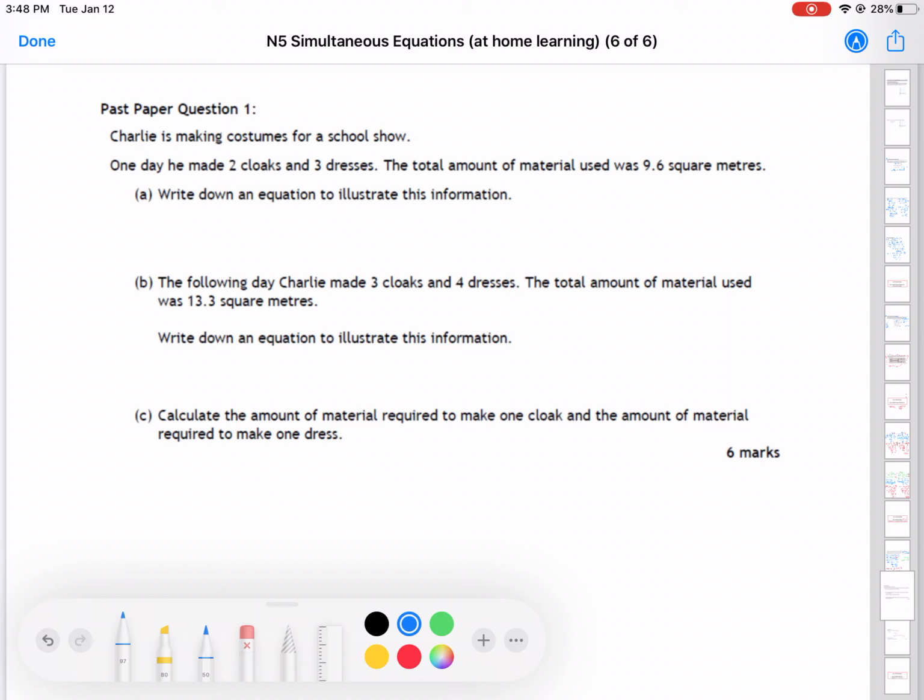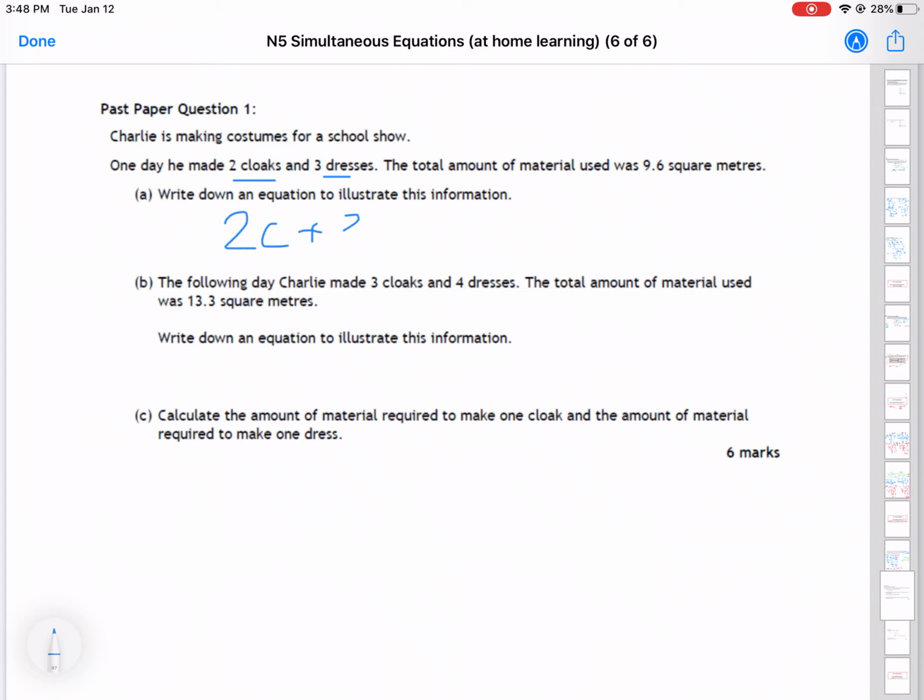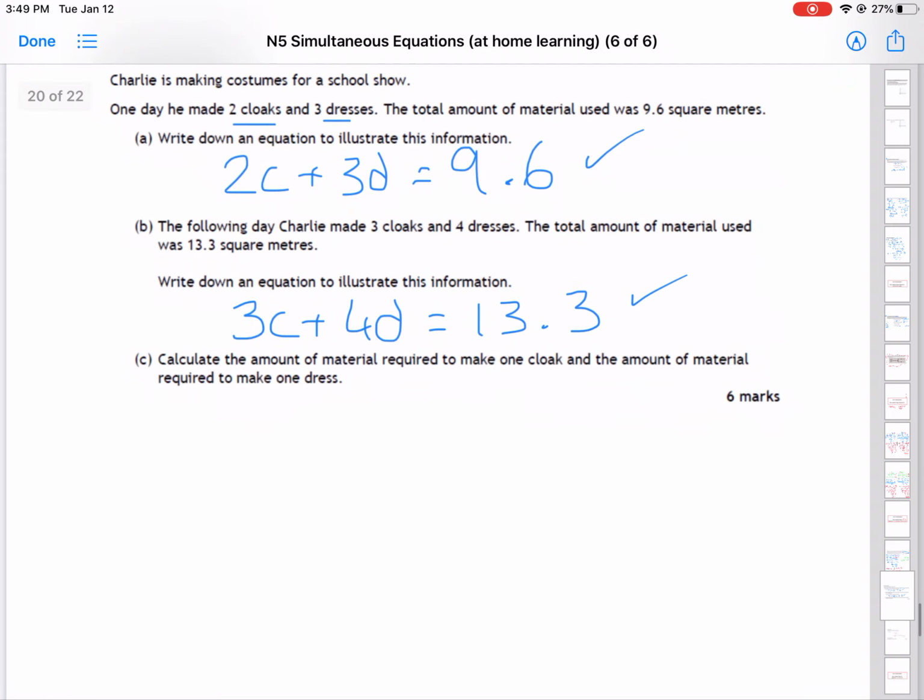We have got costumes for a school show, cloaks and dresses, so I'm going to use C and D. Now this is split up quite nicely for us. 2 cloaks, 2C, and 3D is 9.6. We would get 1 mark for that, which is very good. Next mark comes from doing the same with this next one. So 3C plus 4D equals 13.3. That gives you a 2nd mark. The good thing about this is you get marks all the way through. So that's 2 marks. Even if you mess up the rest of it, you still get 2 marks.